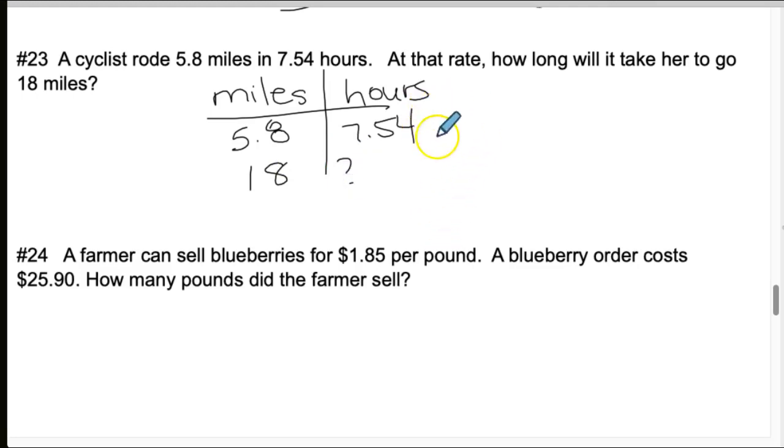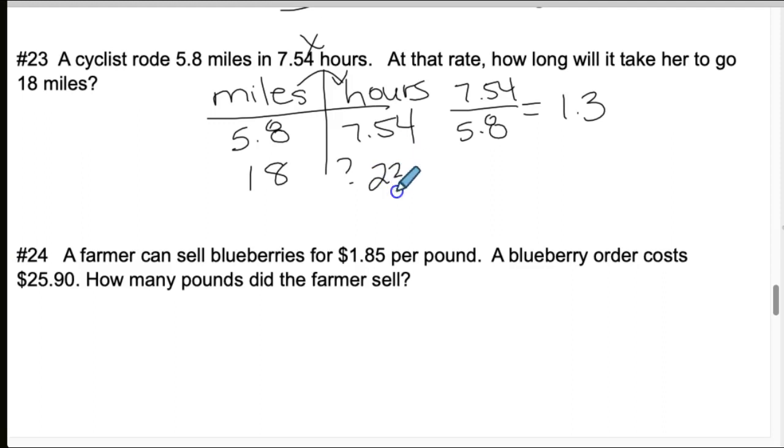Again, find the constant. So 7.54 divided by 5.8, and that is equal to 1.3. This is our constant. So we're going to take that number, since we're going this way, we're multiplying. So 18 times 1.3, and that gets us 23.4 hours. That's how long it would take to go 18 miles at this rate.